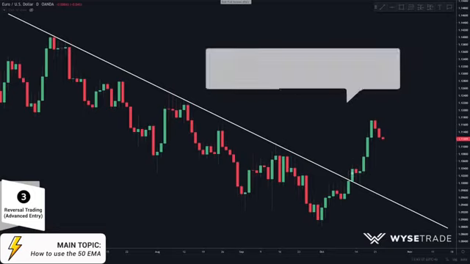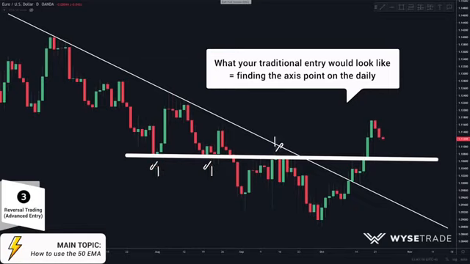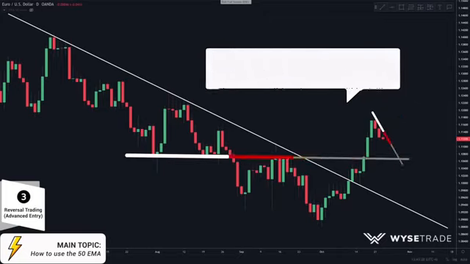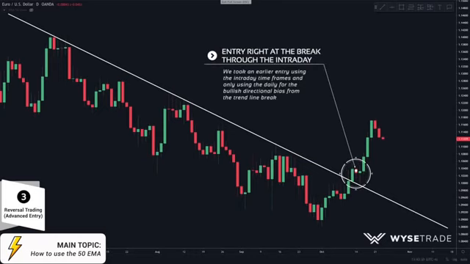Now, your traditional entry using the previous strategy we showed you would look like this. You would draw your key support level here because of these 3 points and wait for a pullback and rejection of this support level. You would then put the short-term trend line above, and once you had your breakout, you would look for possible long entries, and that would be perfectly fine. Now, here's where we take it up a notch. Our entry into this trade came right at this break here, but exclusively through the 4-hour time frame.